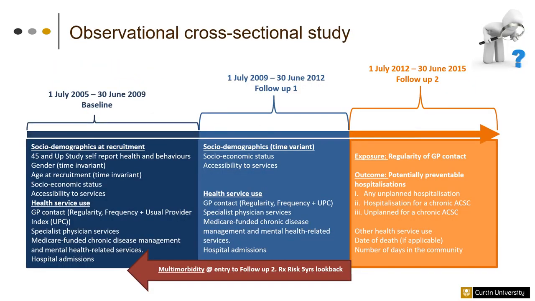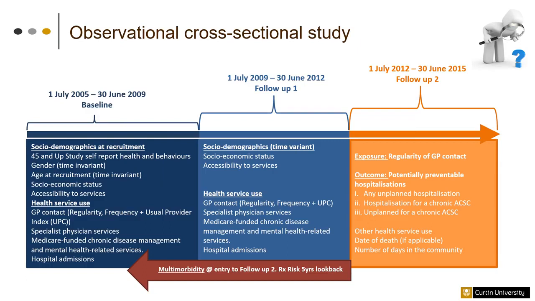The design of the study was cross-sectional, with extensive look-back to include both self-reported data and prior health service use, including prior hospitalisation. The exposure was regularity captured between the 1st of July 2012 and the 30th of June 2015, with the outcome potentially preventable hospitalisations captured over the same period.